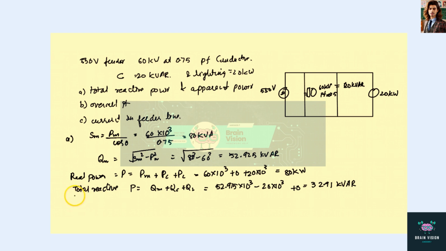The total apparent power is equal to square root of P square plus Q square. This is equal to square root of 80 into 10 raised to the power 3 whole square plus 32.91 into 10 raised to the power 3 whole square, and the value for this total apparent power is 86.51 kVA.